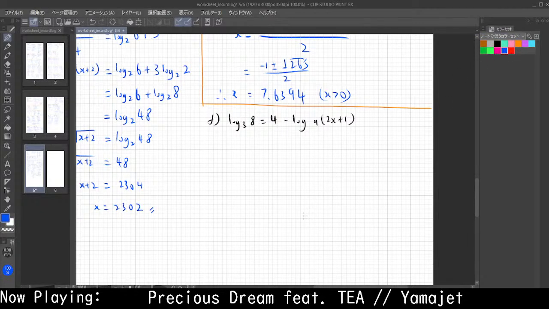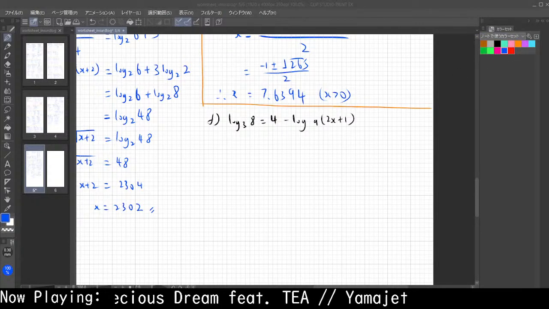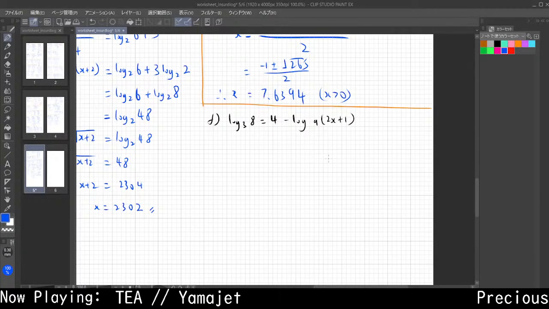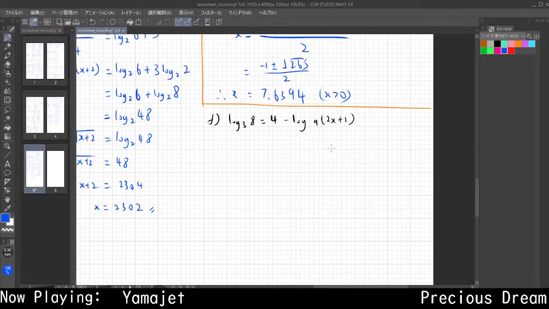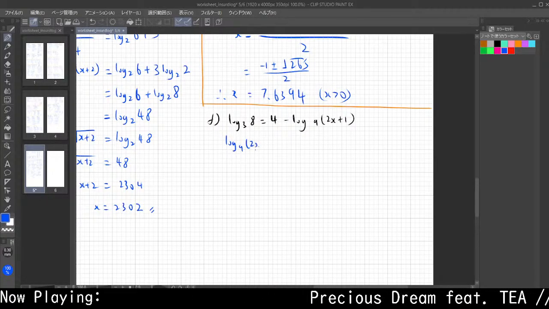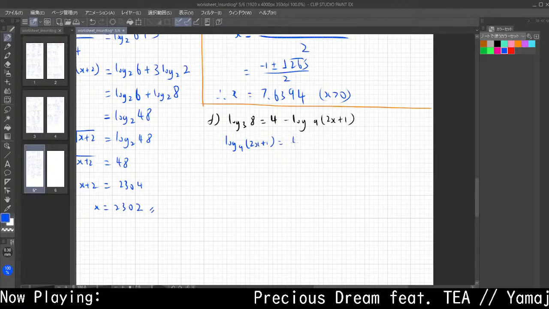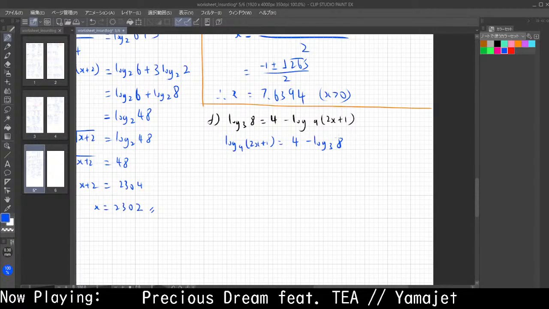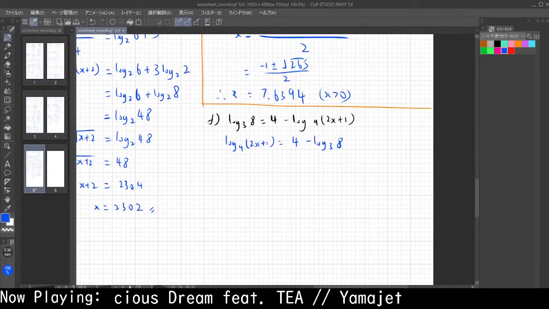So what we can do over here is swap places. My log base 9 of 2x plus 1 will go to my left hand side to get rid of the negative sign. Then my log base 3 of 8 exchanges places with that, so it just comes back.